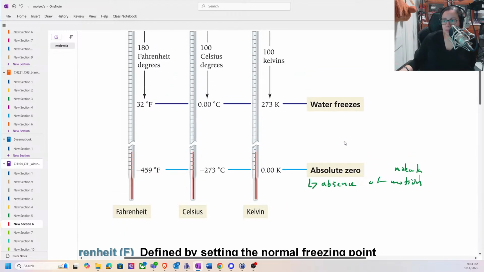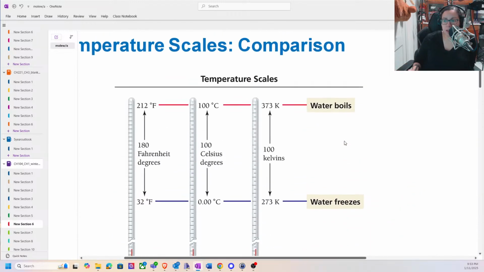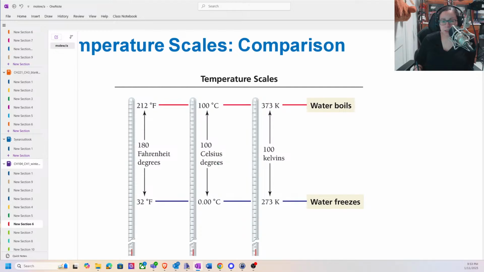And the Kelvin scale was set with our Celsius such that a 1 degree increase in Celsius is also equal to a 1 degree increase in Kelvin. And you can see that there is a 100 temperature difference between water boiling and water freezing.